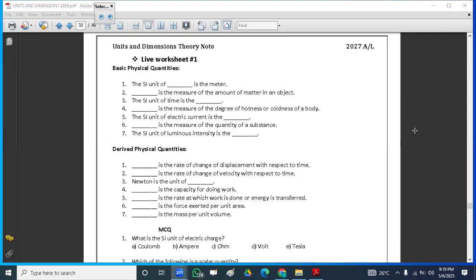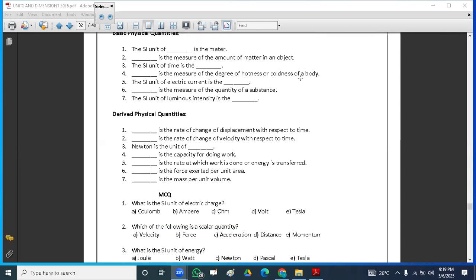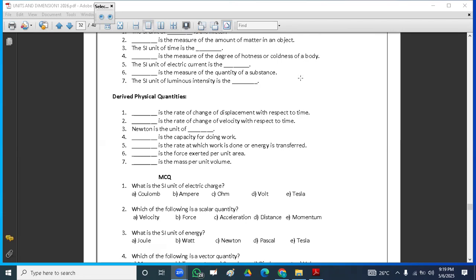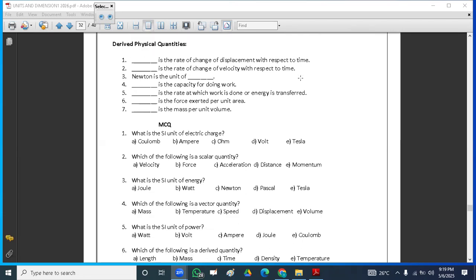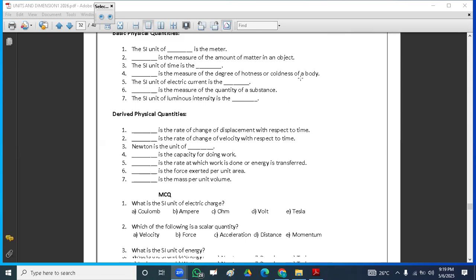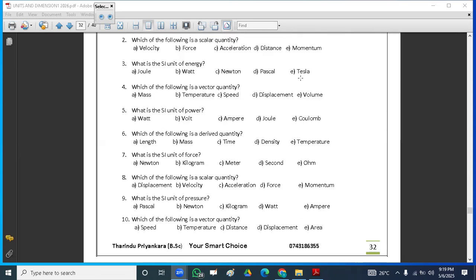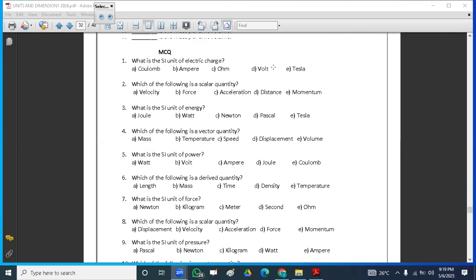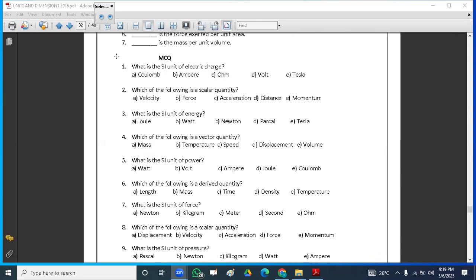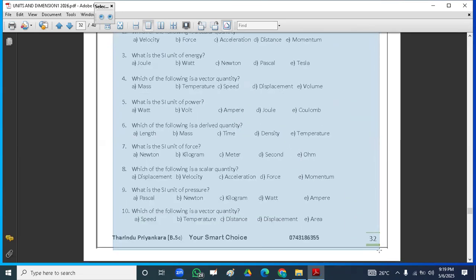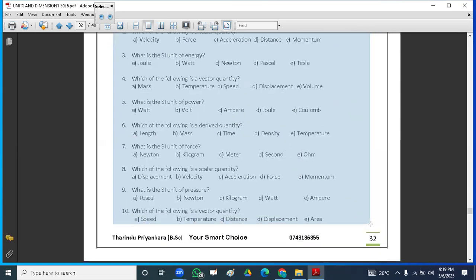This is the first live worksheet that I'm going to discuss with you today. The first few questions are very simple. We don't want to do those. Instead of that, let's do the first 10 MCQs of this one.